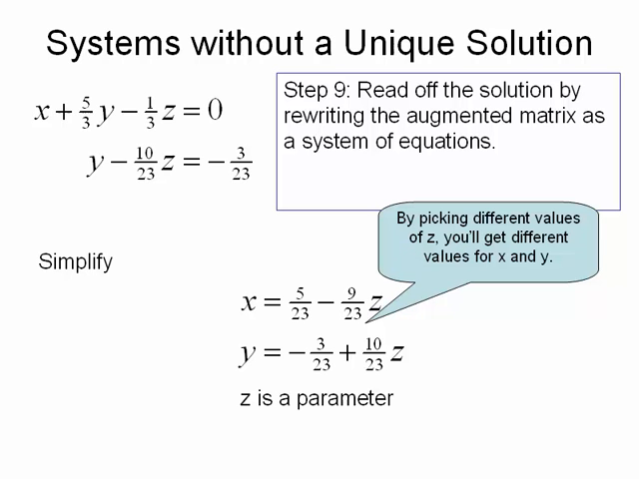So for instance, if I were to pick z equal to 0, I'd know that x was 5/23 and y was negative 3/23. I could pick z to be 1 or 2 or 3, and I'd get other values for x and y. Since I can pick anything I want, there's an infinite number of possibilities for z. That means I get corresponding infinite numbers of x's and y's. And that's why we say that this system has an infinite number of solutions, because I can pick z to be anything I want.